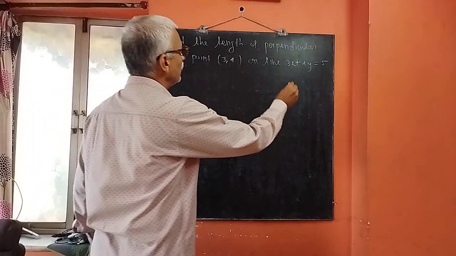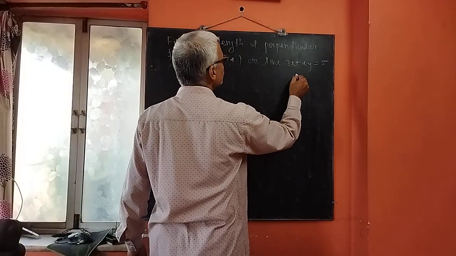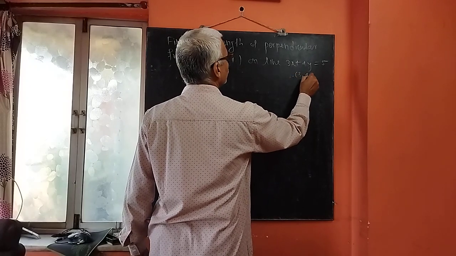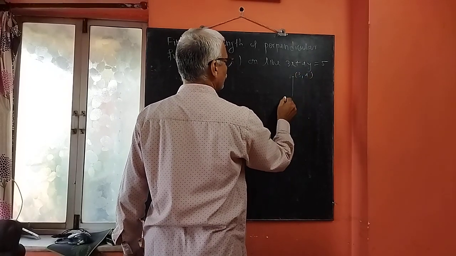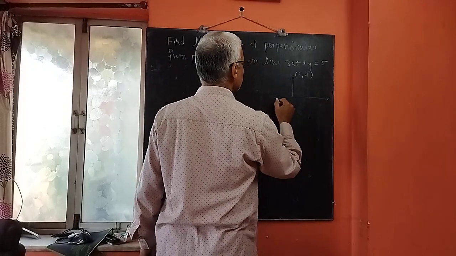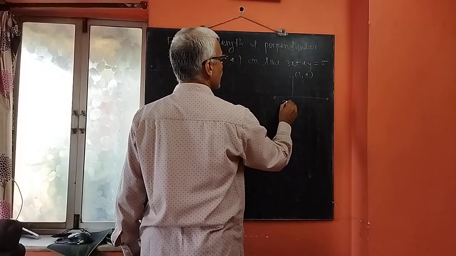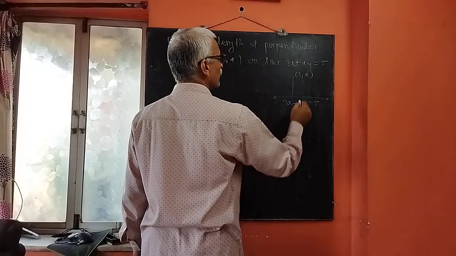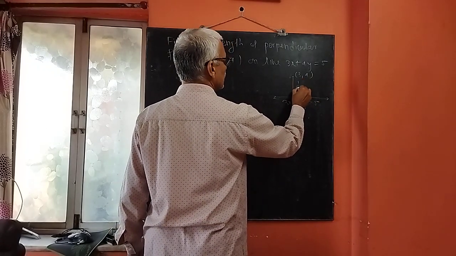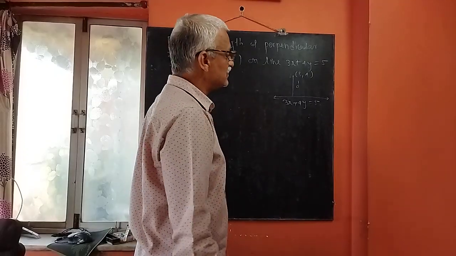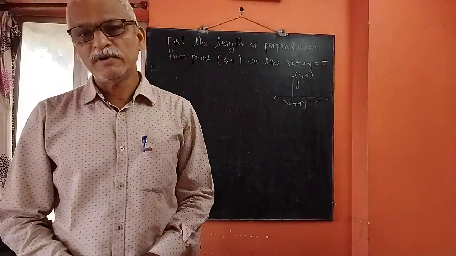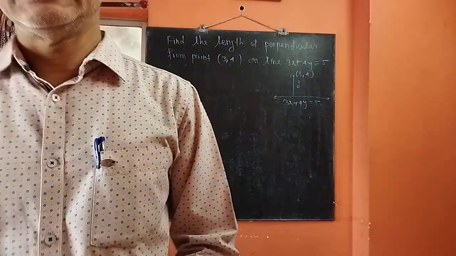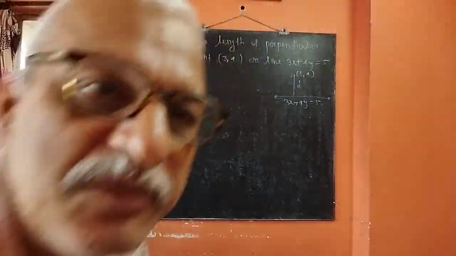Now again, if I draw the diagram, this is the point whose coordinates are 3, 4, and this is the given line whose equation is 3x plus 4y equals 5. We have to find out this distance d. Now, how to find out the distance d? That is already explained in the first problem. Here also you have to do the same thing.